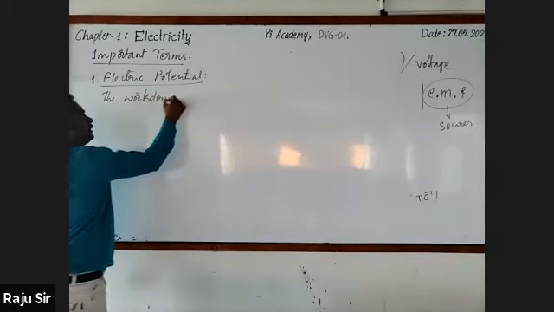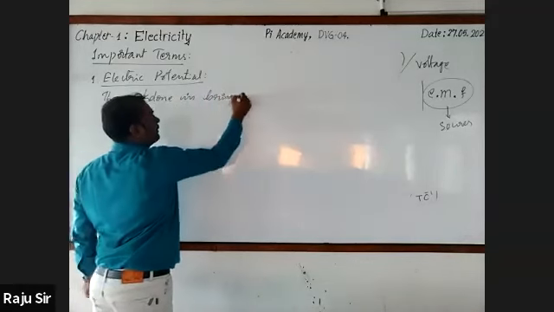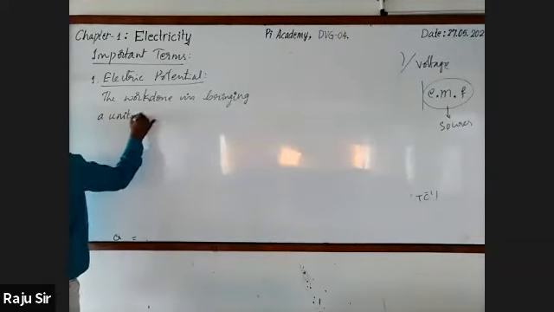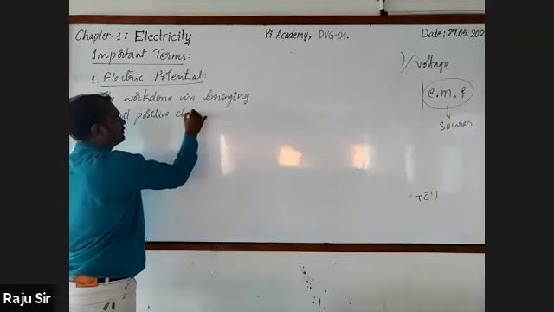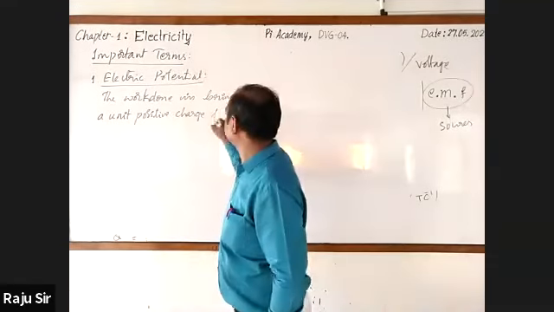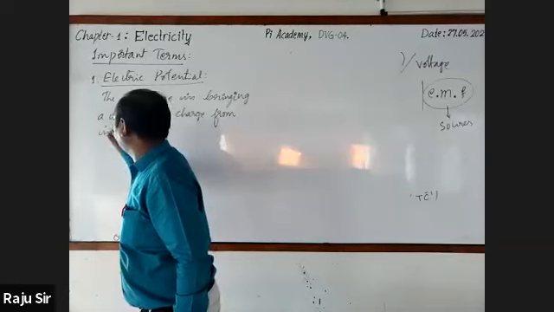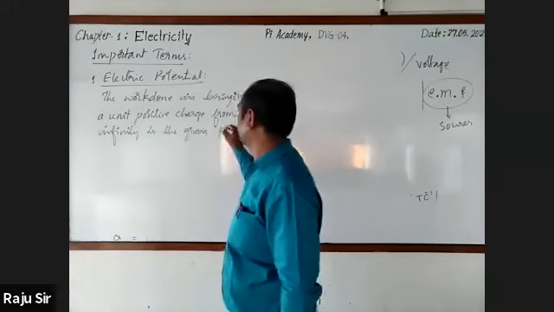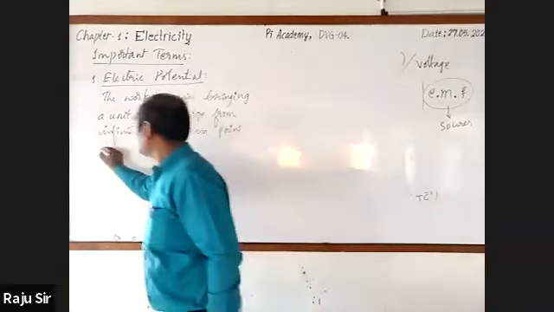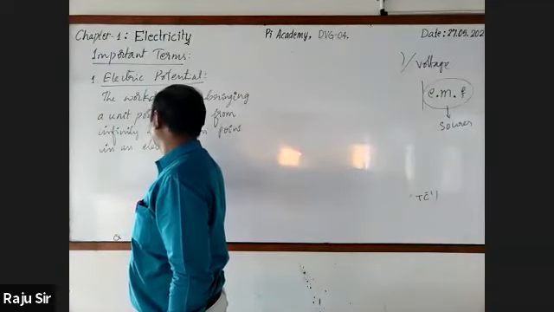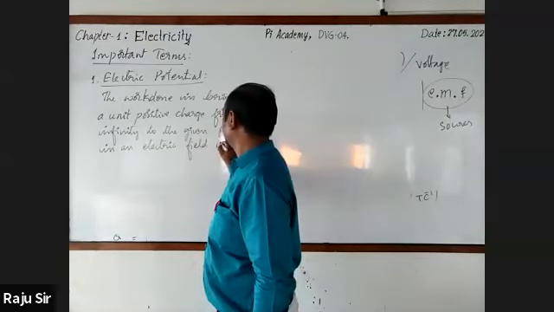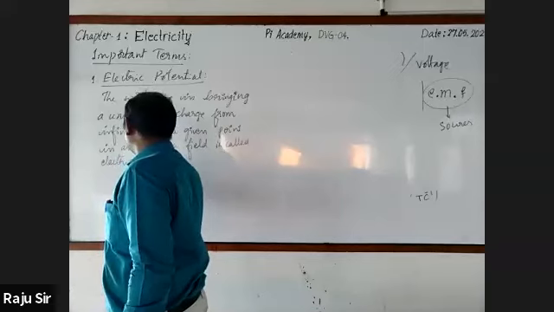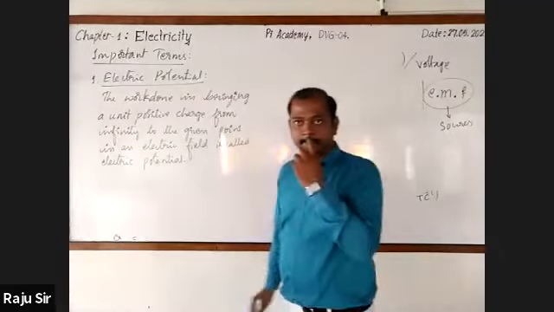The work done in bringing a unit positive charge from infinity to the given point in an electric field is called electric potential. Enough.